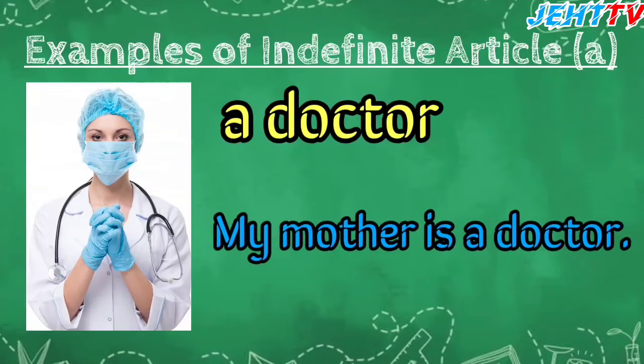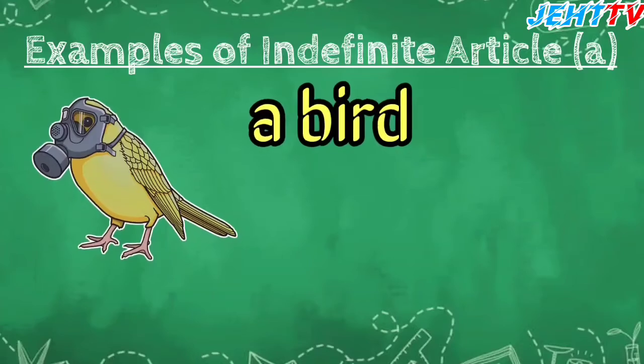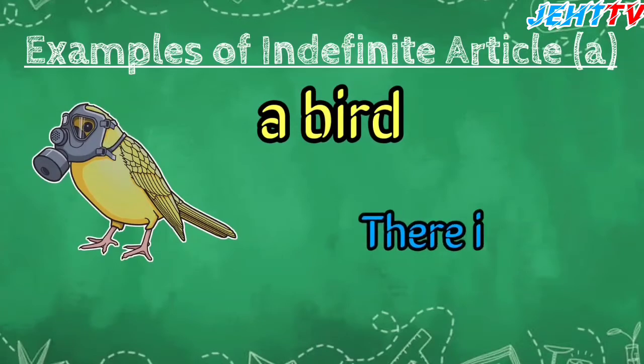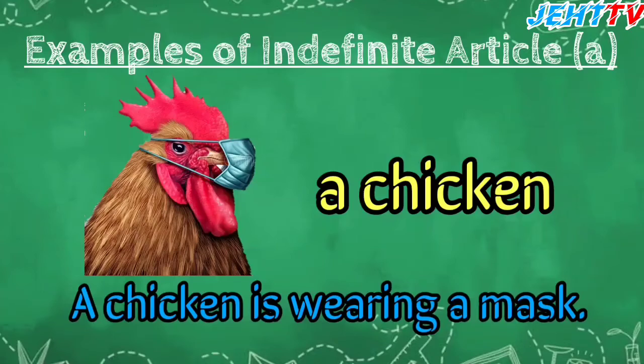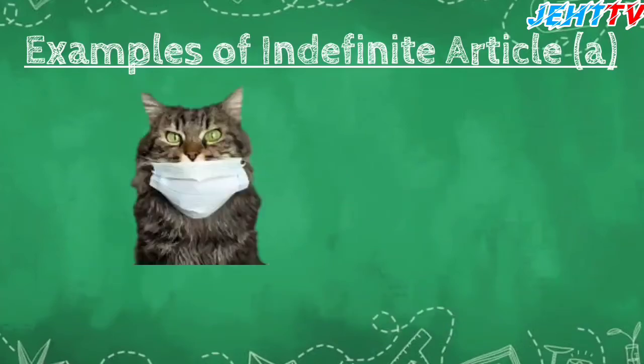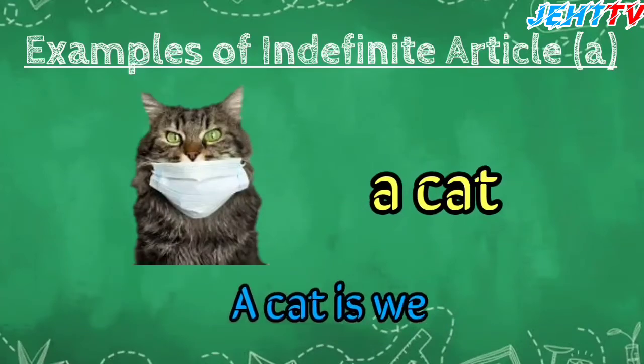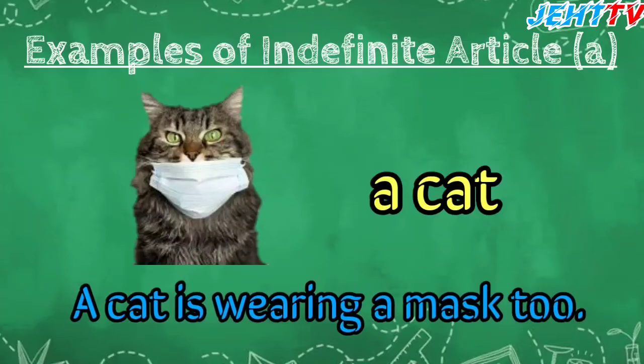Here are some examples of indefinite article a. The first one is a doctor. My mother is a doctor. Second, a bird. There is a bird. Number 3, a chicken. A chicken is wearing a mask. Next is a cat. A cat is wearing a mask too.